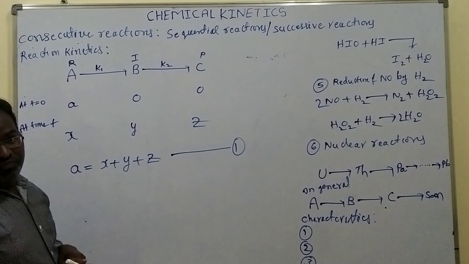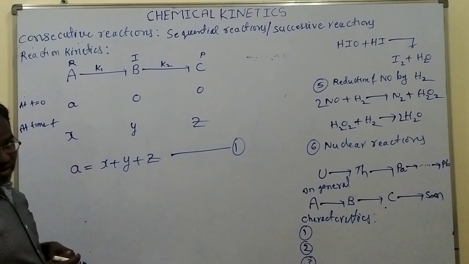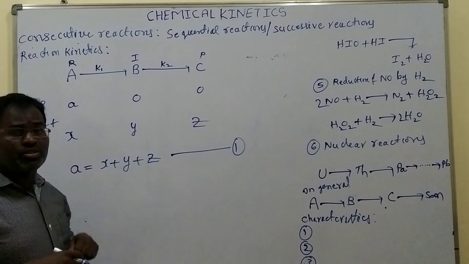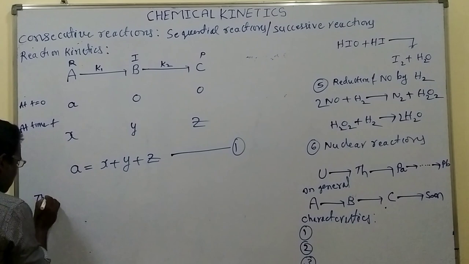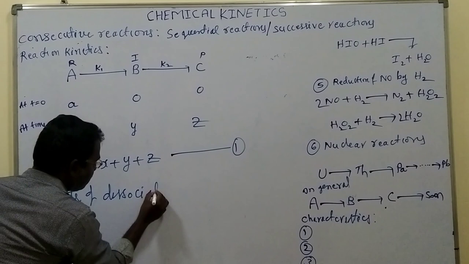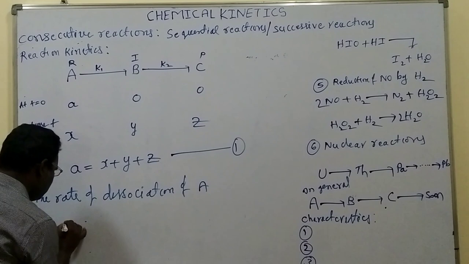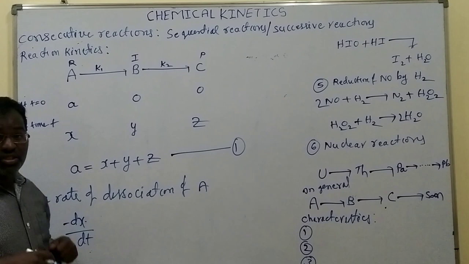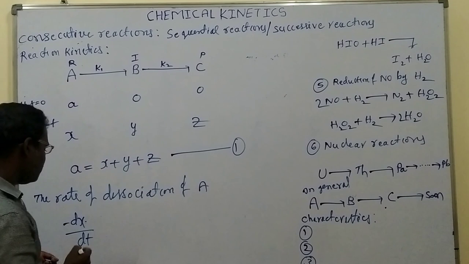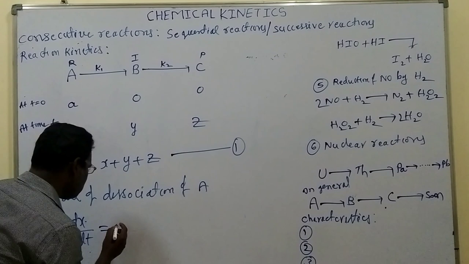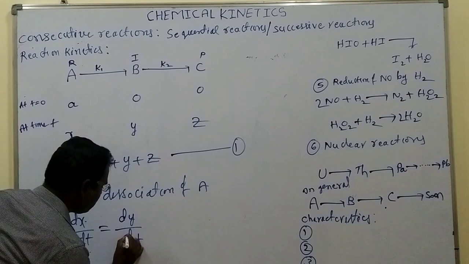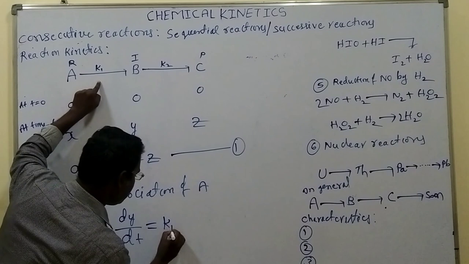So if we want to calculate the rate of the reactant, what we can say is the rate of dissociation of A is minus dx by dt. It is equal to the rate of formation of B, so it is dy by dt, which is equal to k1 into x. This is the equation 2.